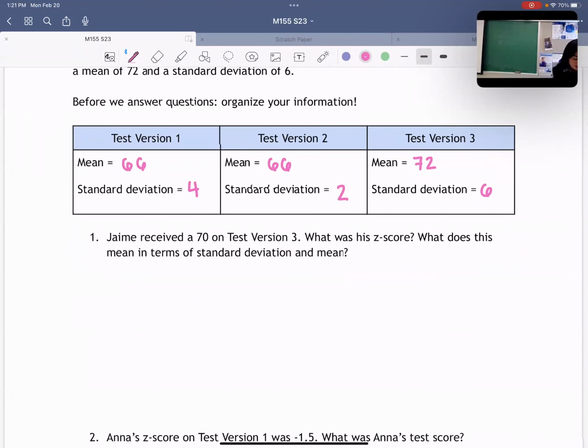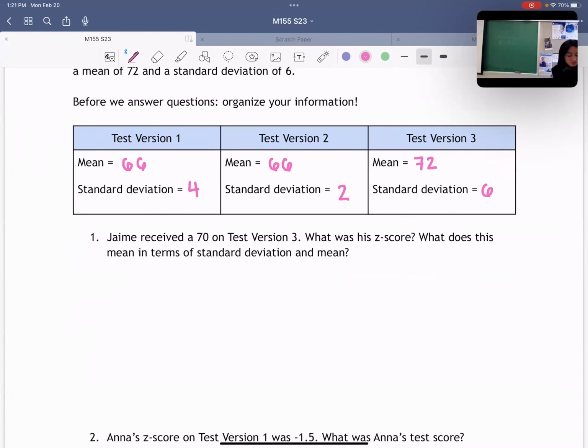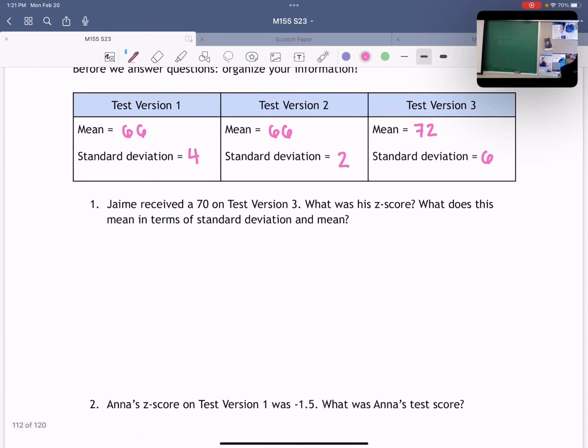So let's see this one. We have Jamie. Jamie received a 70 on test version number 3. I want to know what Jamie's z-score is, and I want to know what that actually means in terms of the standard deviation and the mean. Okay, so I know I have this formula. We have z equals x minus mu over the standard deviation. You have to memorize that formula.